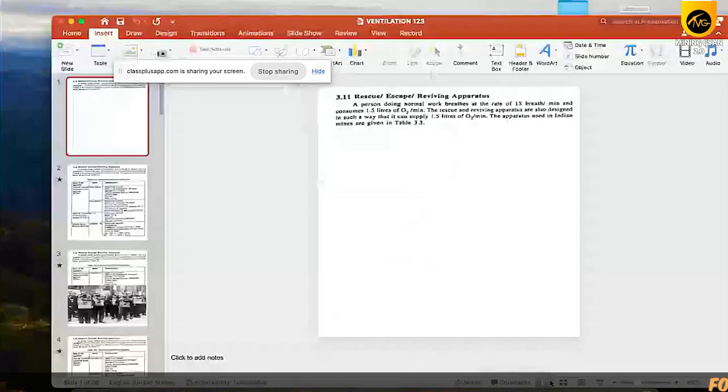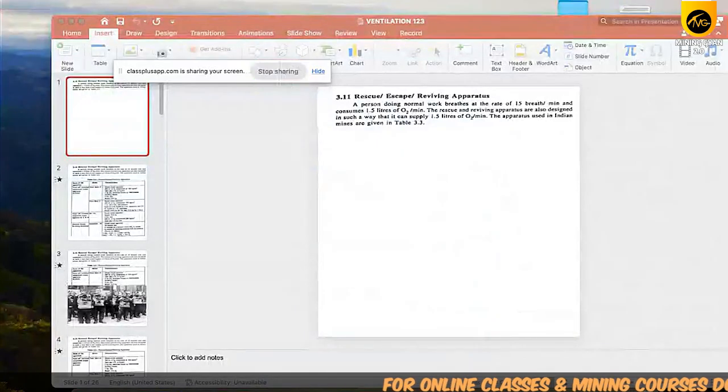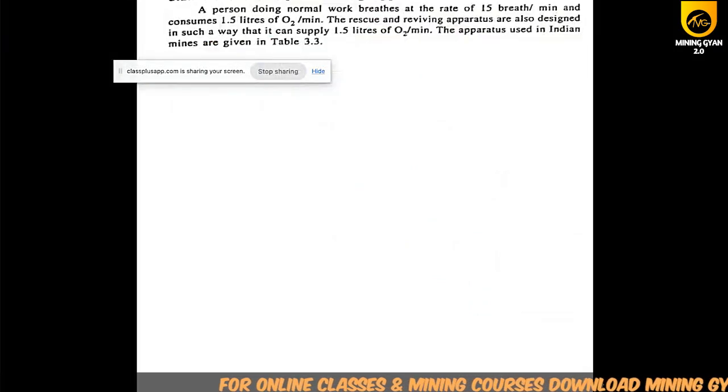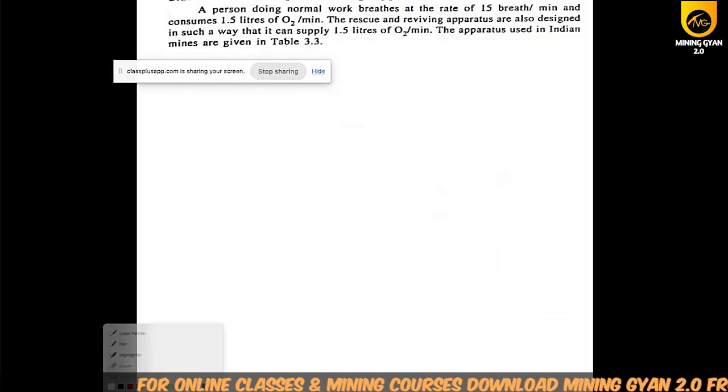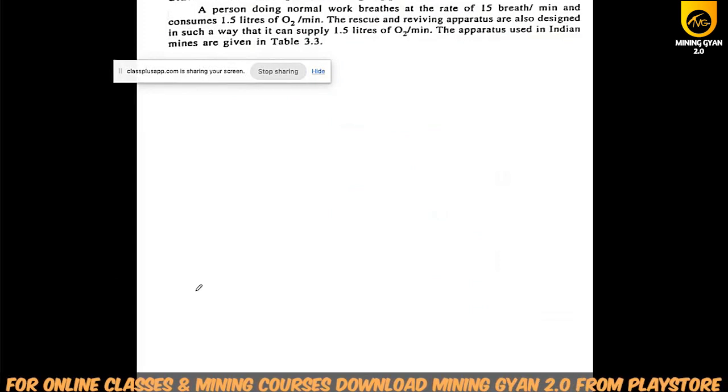Okay, today we will start. I told you the temperature should not be more than 33.5. We just have to start our topics, and then we will take your questions if any. Today we have to cover the remaining part of AK Gorai, so we can start numerical questions from tomorrow. Rescue, escape, and reviving apparatus. Normally a person doing normal work breathes at the rate of 15 breaths per minute.